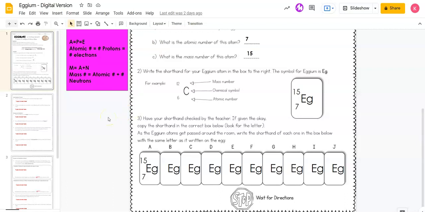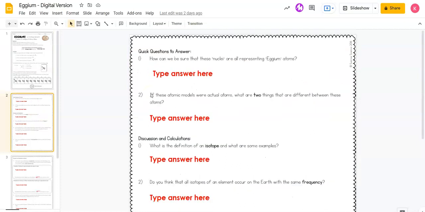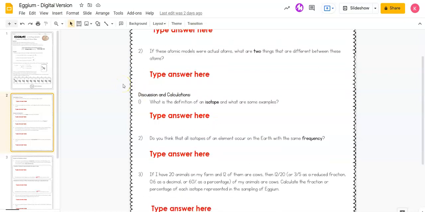Okay? Now, the next part of these is some questions. So first off, how can we be sure that all of these are representing the Eggium? So think back to what we've talked about in terms of protons and neutrons. Which one is the one that lets you know that, hey, this is whatever element? And then if these atomic models were actual atoms, what are 2 things that are different between these atoms? So basically, what are 2 things that are different between going from one egg to the next?